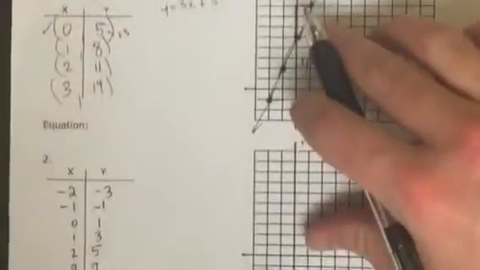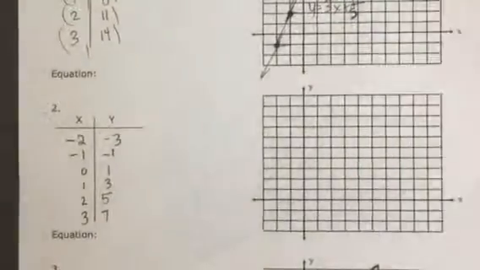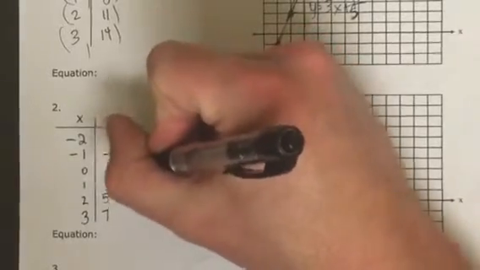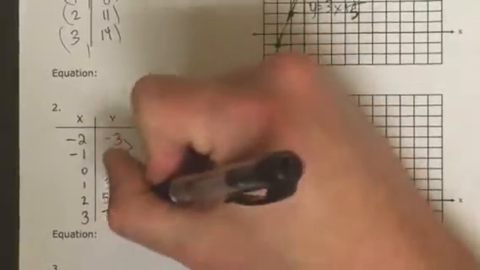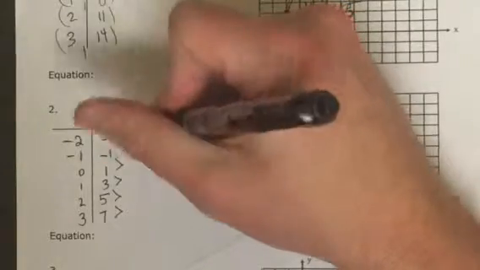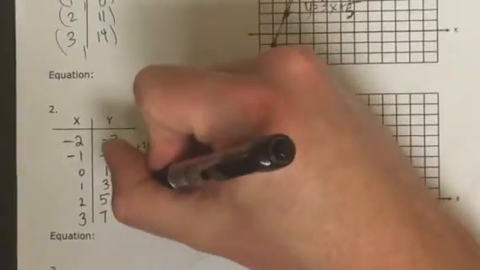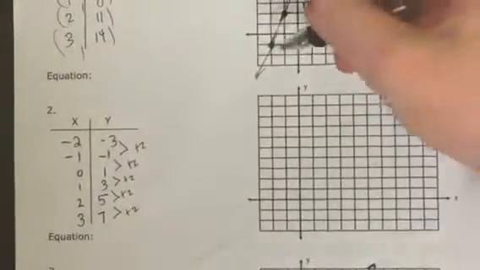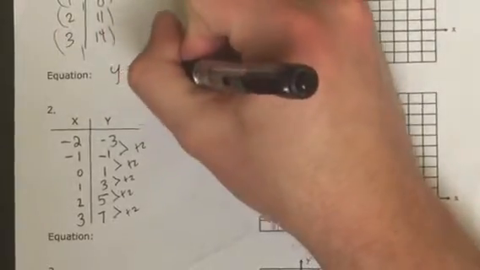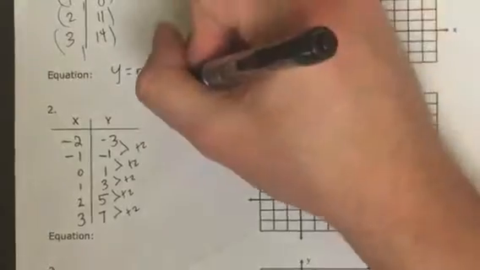So next, they gave me a bunch of points, and I need to come up with the equation. Basically, I want to see what's the rate of change. What's happening here? From negative 3 to negative 1, I'm adding 2, adding 2, adding 2, adding 2, adding 2. So I know my slope, y equals mx plus b. My slope is 2, so that's good.